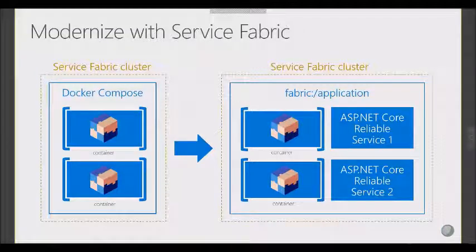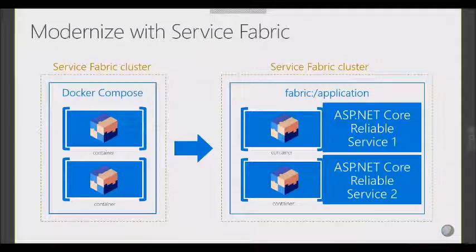So we switch over from Docker Compose to the Fabric application, which has a bit different configuration files, but in all, you can use the Docker containers unchanged as they are. You just have to define a new configuration basically for this scenario.